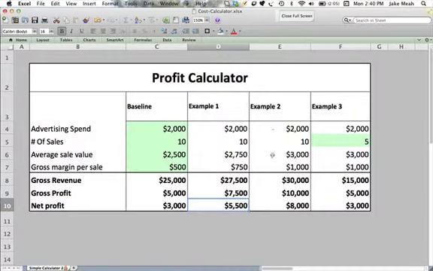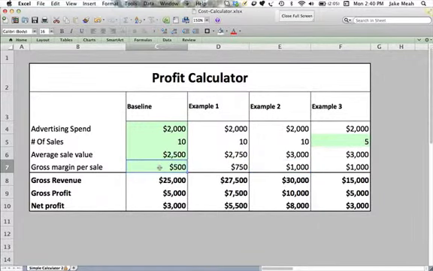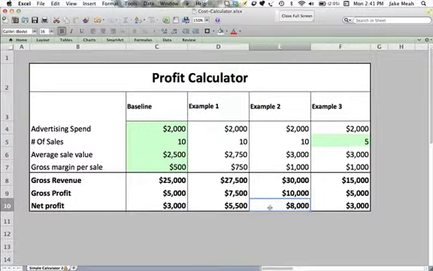Example 2, this time we've used a 20% increase in average sale value. So you increase your price by 20%, results in $1,000 gross margin. So that's an increase from the baseline of $500. You see here, $500 to $1,000. And you can see that the net profit, assuming everything stays the same and the same number of sales are generated, has increased from 3,000 in the baseline to 8,000.